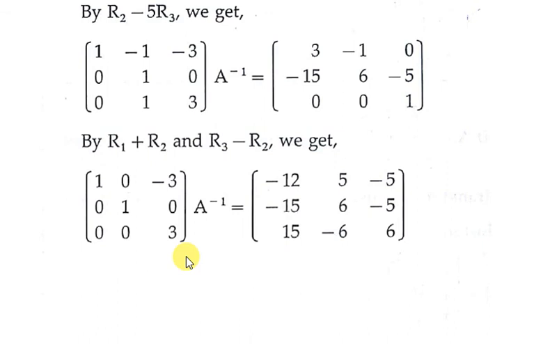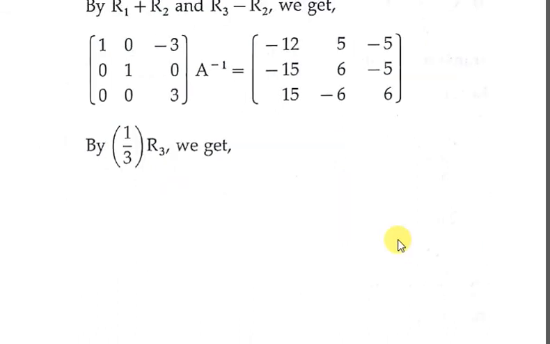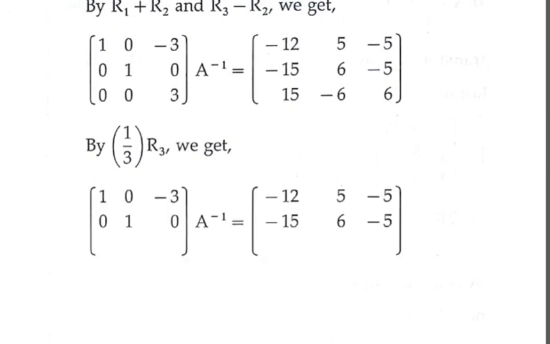So the new equation will be R3 becomes 1/3 R3. That is, R3 is going to change with scalar multiplication of 1/3 with R3. In that case, only the third row is going to change, so the first and second rows will remain the same. So we write the first and second rows as they are. Now let's begin the multiplication of R3 with 1/3.